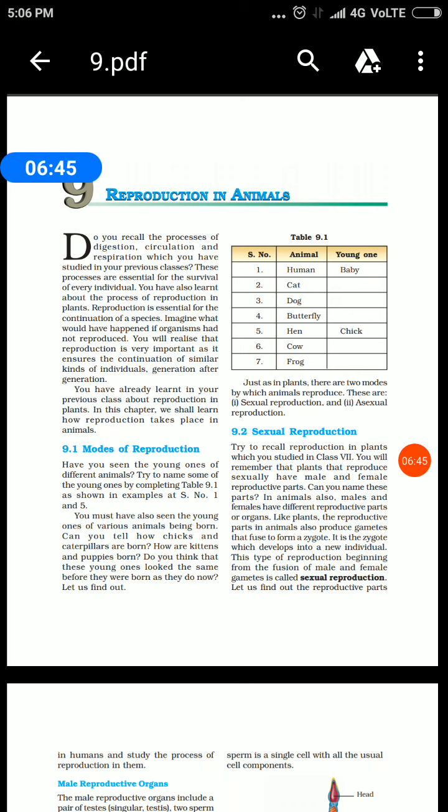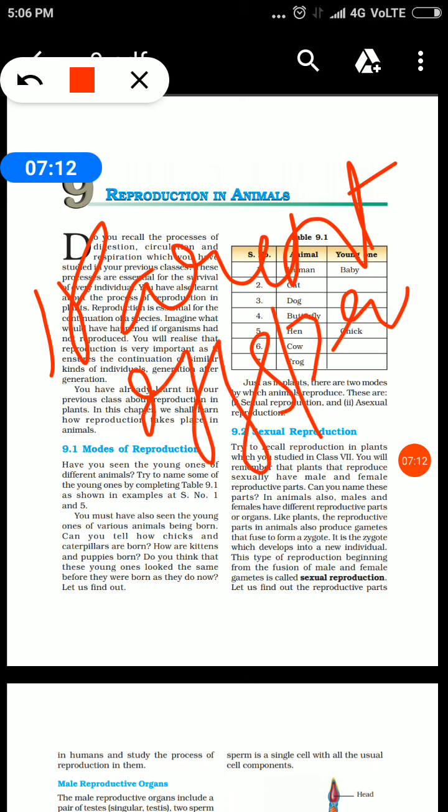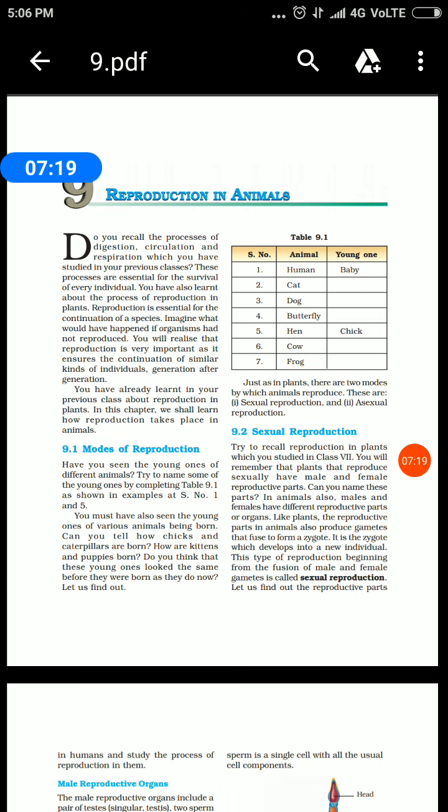Till then I can tell you what is asexual reproduction. So in asexual reproduction, only one parent is needed. Only one parent is required for asexual reproduction. In sexual reproduction, two parents are required and the fusion of male and female gamete is there. But in asexual reproduction, the fusion does not occur. Only one parent is required and the offspring born of that parent would have only the characteristics of that parent. But in sexual reproduction, it would have the characteristics of both the parents.